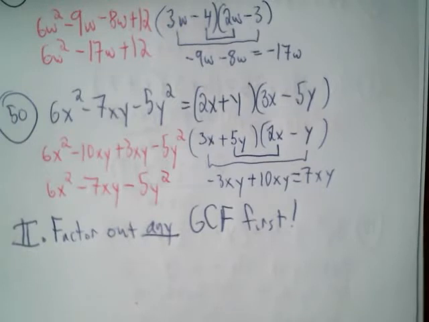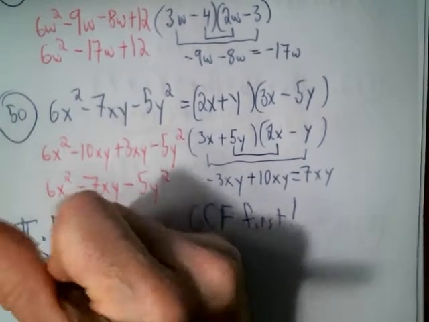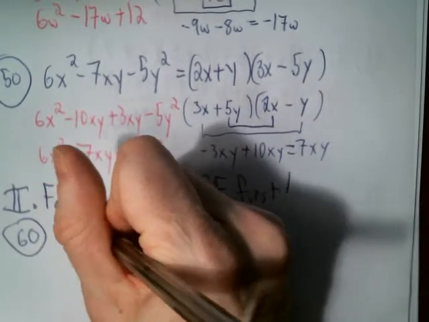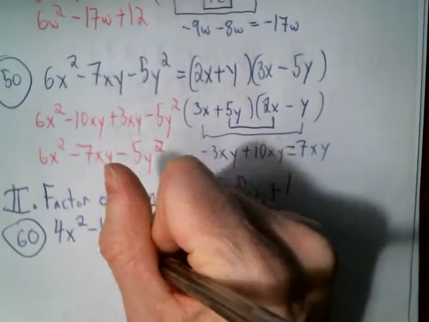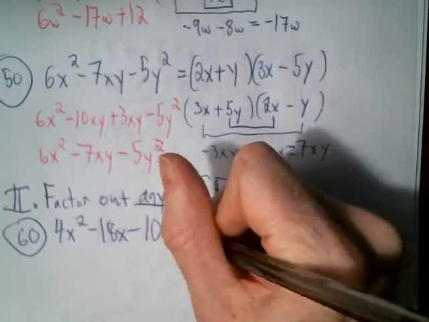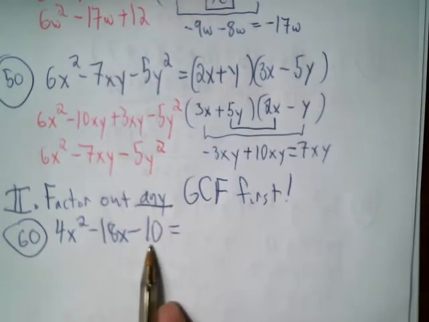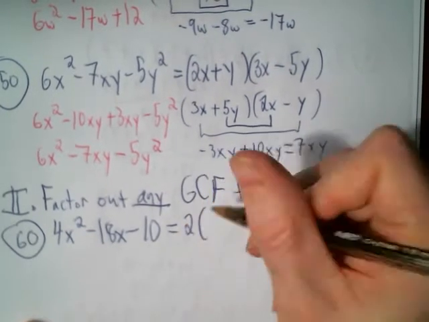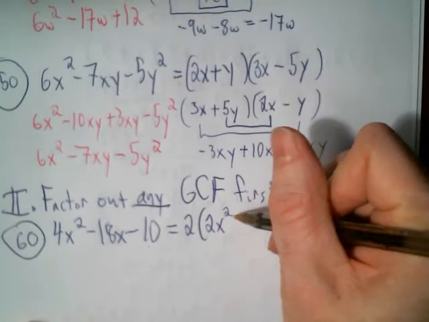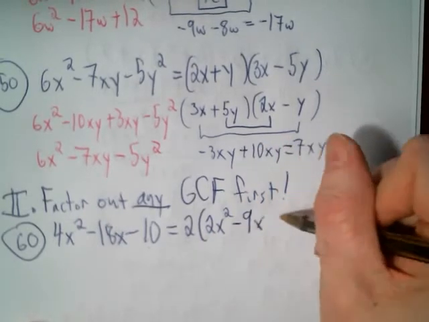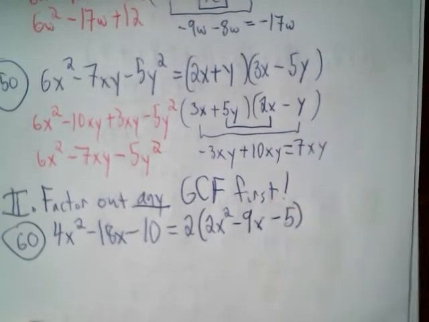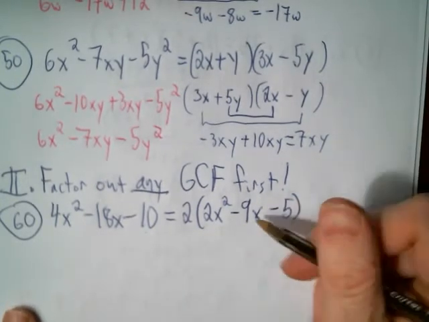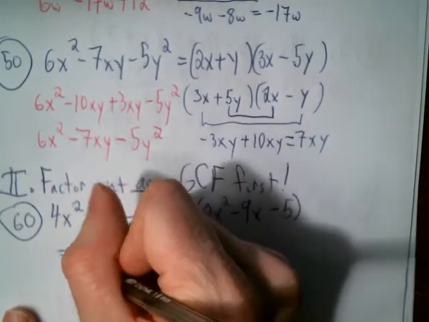Okay, so let's take a look at what I'm talking about. Here's problem 60 from the book. We had 4x squared minus 18x minus 10. And you know each one is divisible by 2. So you're going to factor a 2 out of all three of them. That'll leave you with 2x squared minus 9x minus 5. And then you're going to go ahead and factor this. Okay, so don't forget to bring the 2 along for the ride.